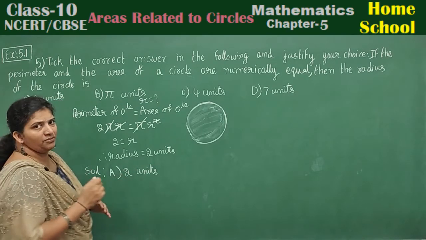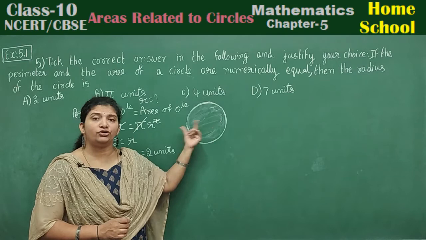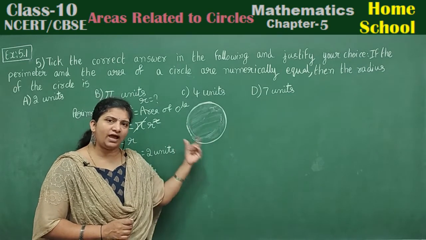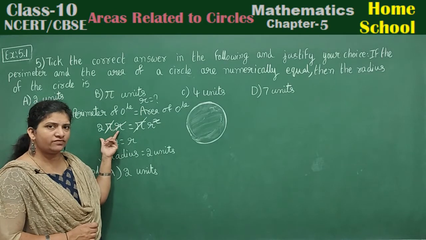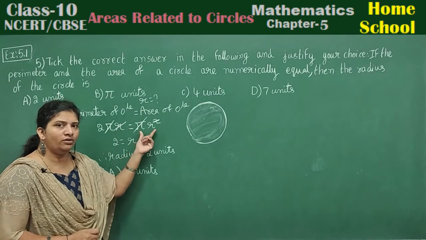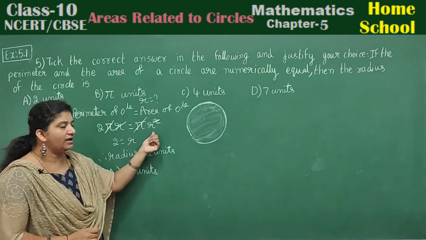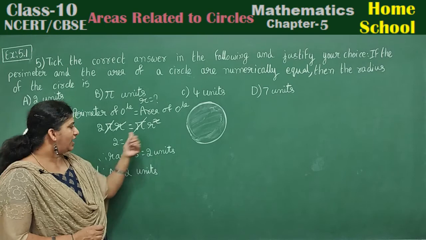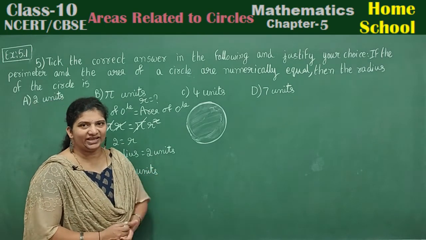So understand here properly. Perimeter of a circle and area of a circle are numerically equal. If they are equal, you can equate those formulas. Circumference of a circle is equal to area of a circle. 2 pi r is equal to pi r square. Pi cancels, one r is cancelled and another r is left here. r is equal to 2. Therefore, radius is equal to 2 units.